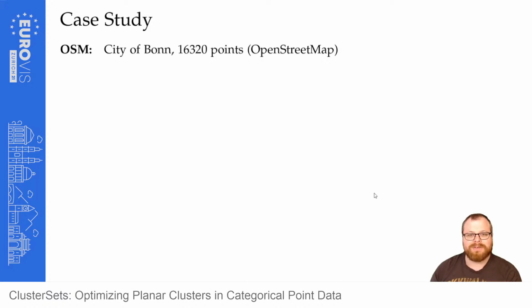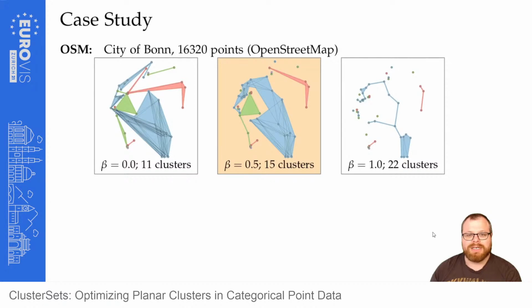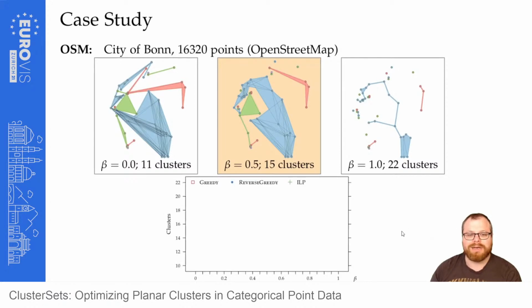A smaller part of this dataset we already saw here, and now we want to experimentally look at the number of clusters we get depending on beta, where green is the optimum solution, red is the greedy, and blue is the reverse greedy algorithm. We can see that the greedy is slightly better than reverse greedy, but both are very similar to the ILP solution. Also, we can see that in the beginning we have some drastic changes, and in the end we have some even more drastic changes, while in the middle around 0.4 to 0.7 not really much changes.